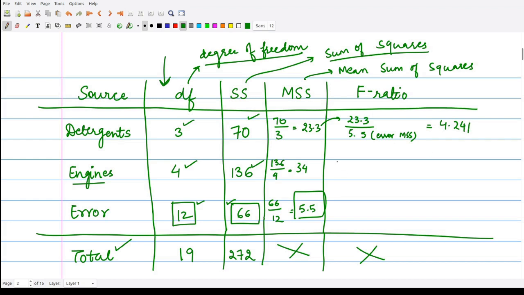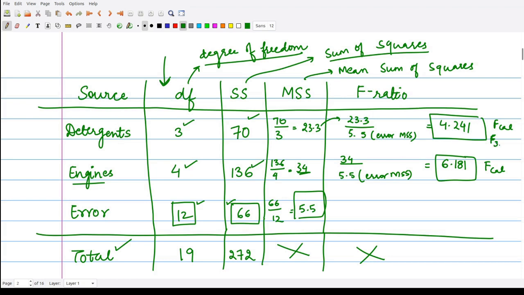For engines, when you divide this 34 by the mean sum of squares of error, that is 5.5, you have error MSS. So this value is equal to 6.181. When you divide this, you will obtain this. So now this is our calculated value. So this is your F calculated. This is also F calculated. And we'll compare this value with F tabulated, and the value of F tabulated would be obtained for 3 degrees of freedom for detergent.